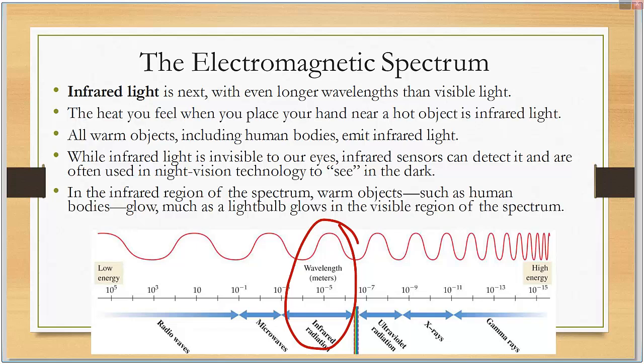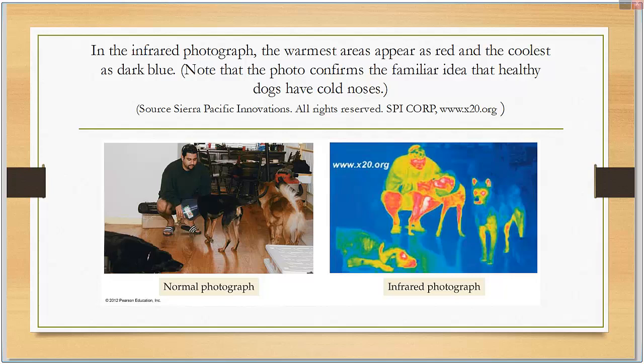So here we have an example of an infrared photograph. Over here on the right hand side, you can see the warmest areas giving off the most energy. So therefore, that's what's detected in these cameras.